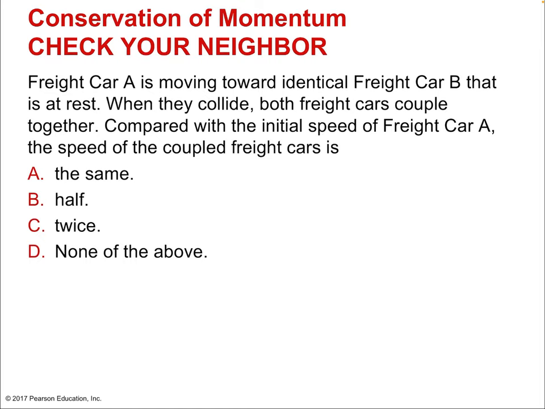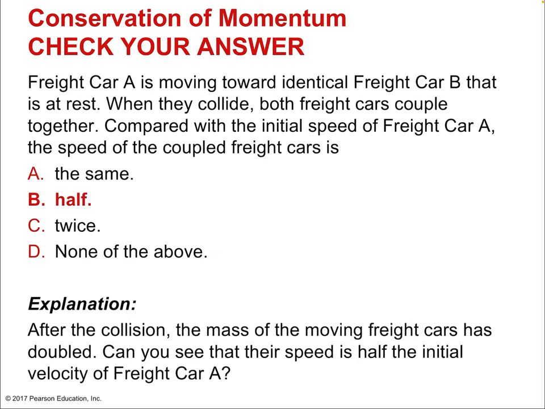All right, so consider a check here. Freight car A is moving toward an identical freight car B. So here we have the same mass, okay? Freight car B starts at rest. When they collide, both freight cars stick together. Compared with the initial speed of freight car A, the speed of the coupled freight car would be what? The same, half, twice, or none of those? Which one is it? Half. Okay, they'd be moving half as fast after they stuck together.